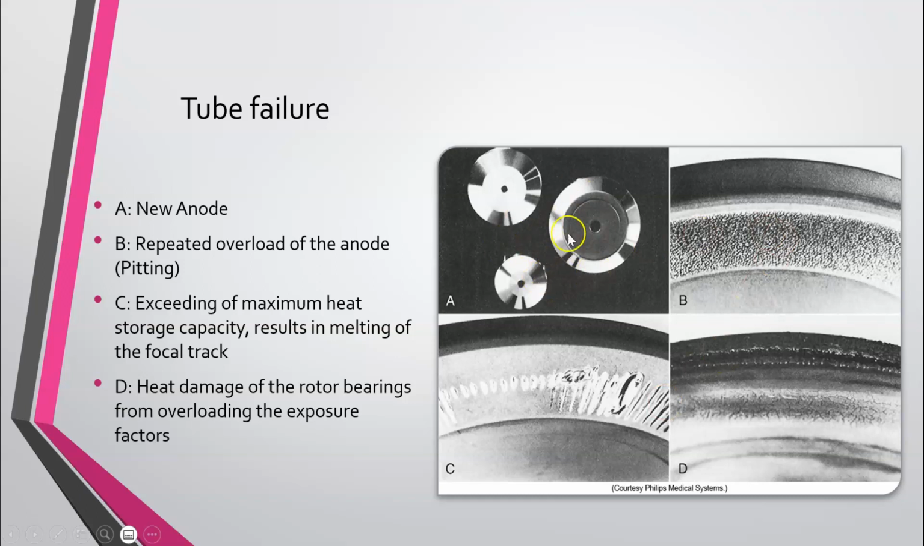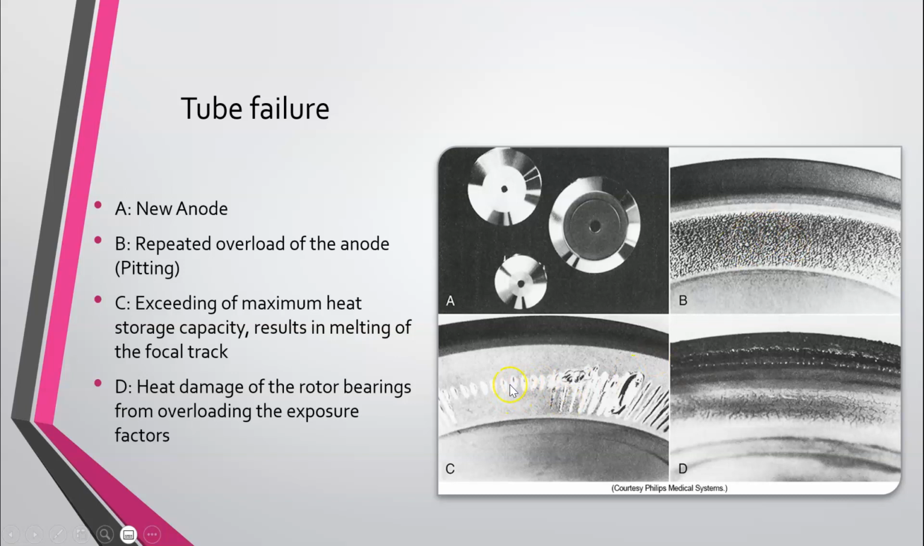All right, so let's take a look. This is a new anode. Look how shiny and pretty. So we go here. This is just overloading of the anode. This is pitting. This is normal wear. Okay, we see this a lot. This is pitting, normal wear and tear on your tube. Eventually it will fail. Okay.